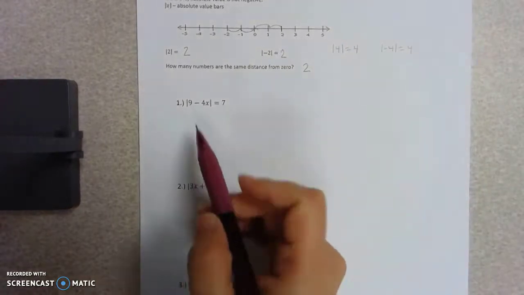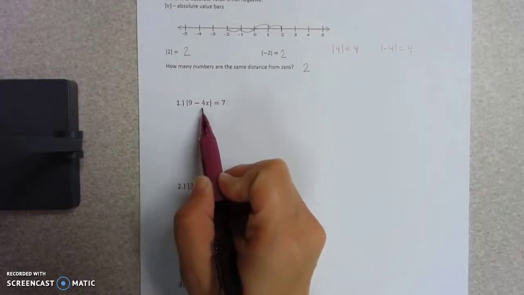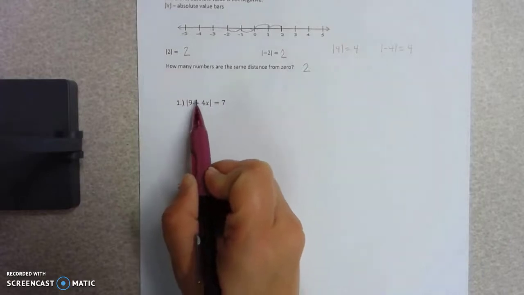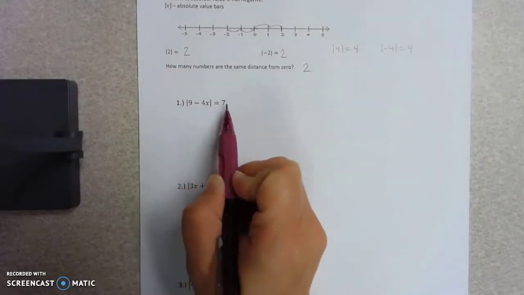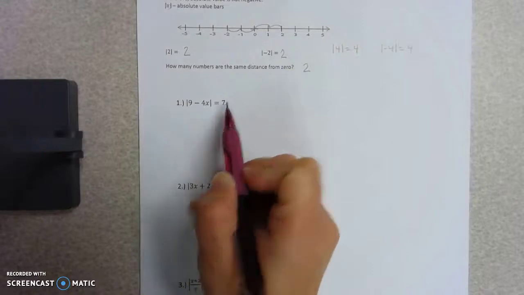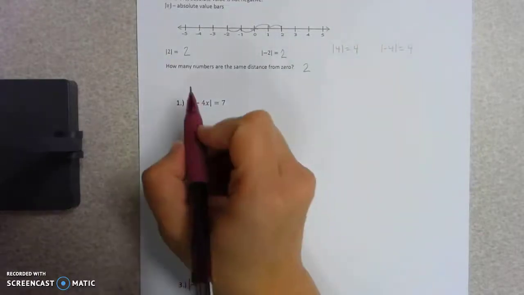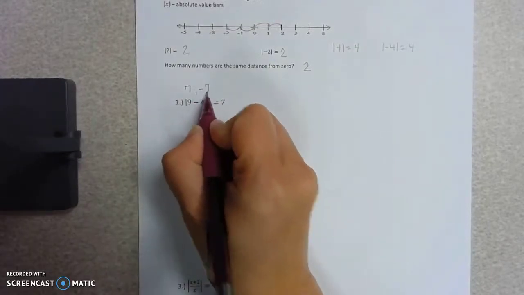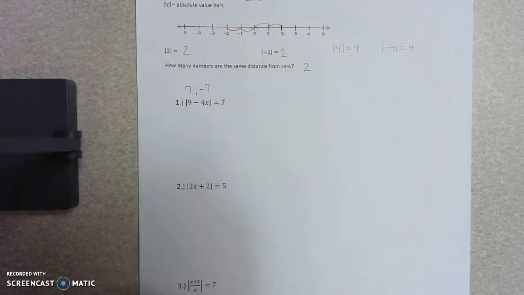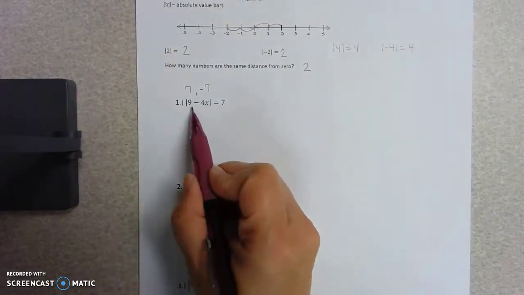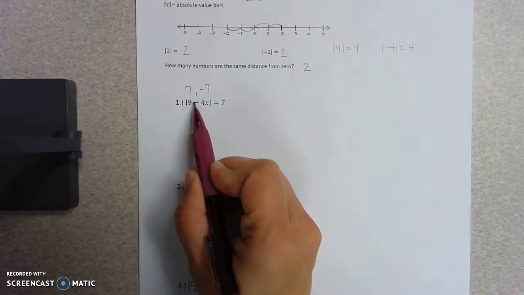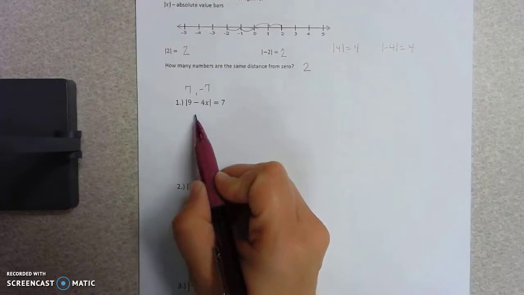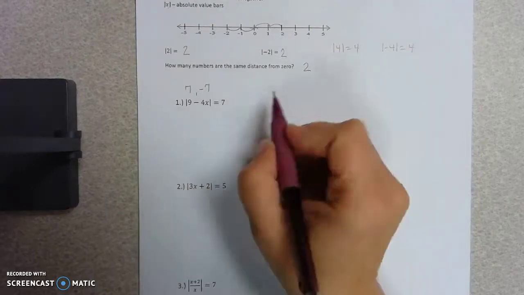So when we look at question 1, the absolute value of 9 minus 4x equals 7. This is saying that whatever is inside of these absolute value bars is a distance of 7 from 0. We know that 7 is a distance of 7 from 0, and negative 7 is a distance of 7 from 0. So we need to find what's going to make 9 minus 4x equal 7, and what's going to make 9 minus 4x equal negative 7, so that when we take their absolute value, we get 7 as the answer.